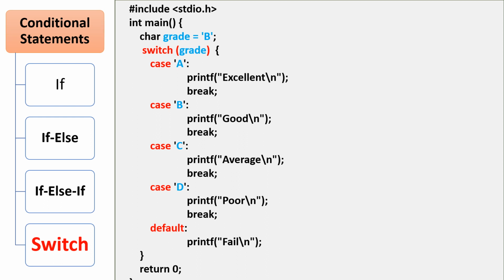Here is an example where we have multiple options to print. Based on the grade, we need to print either excellent, good, average, poor or fail. It simplifies the code when you have to take multiple decisions among different alternatives. This can be checked with the variable against a list of possible values and the corresponding block of code gets executed.